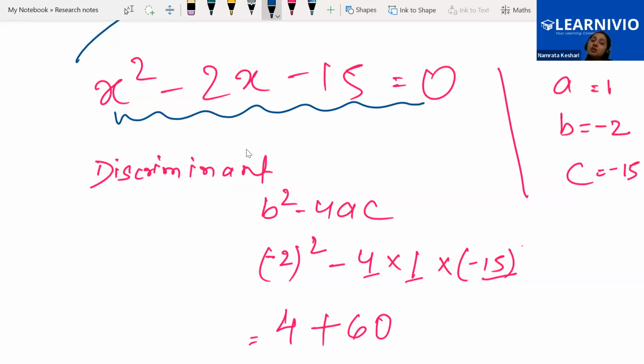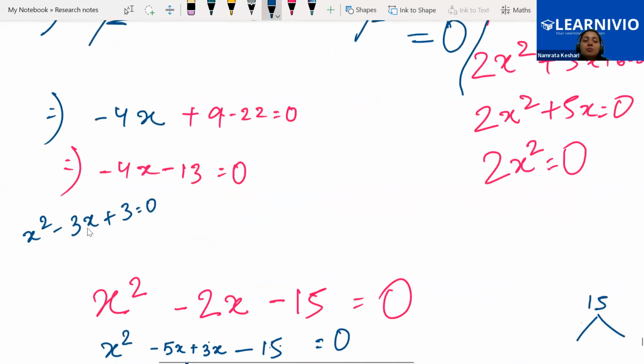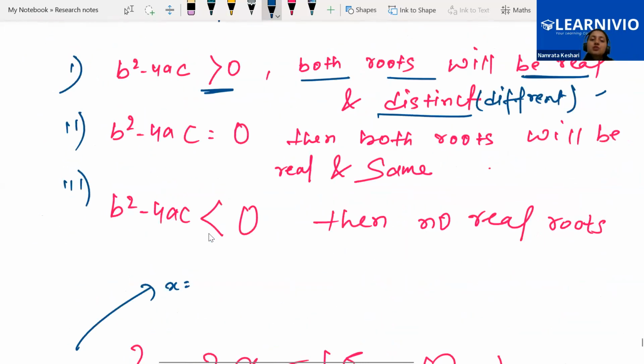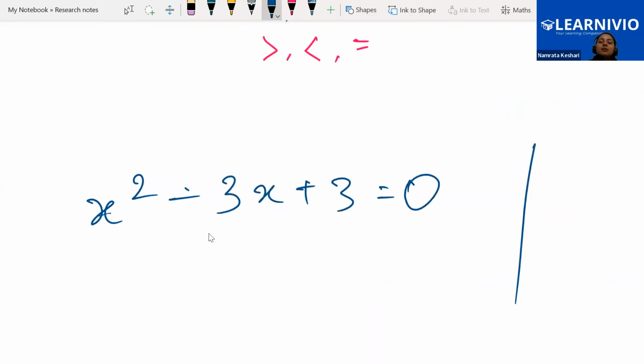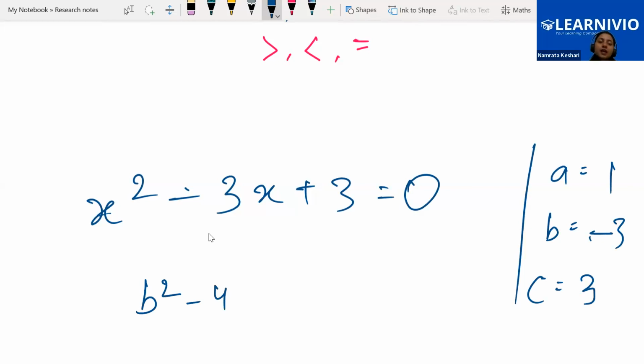You will encounter such a situation, which we will be discussing in detail in the actual batch, where you will find that the root is not at all a real number. Now the example which I have taken randomly: x square minus 3x plus 3 equals 0. Let's check the root. Can you tell me what is a, what is b, and what is c? Yes, 1, minus 3, plus 3.